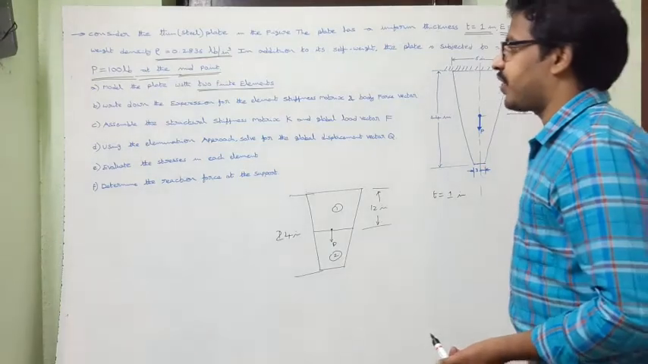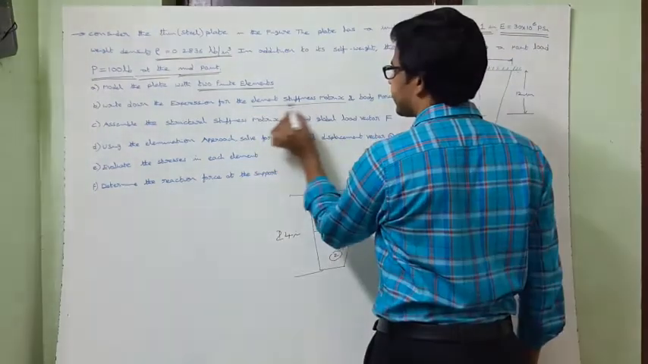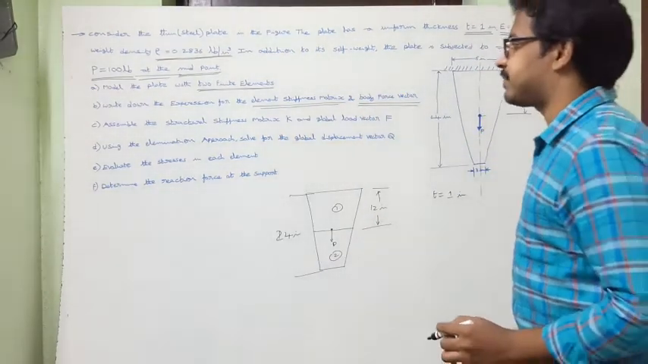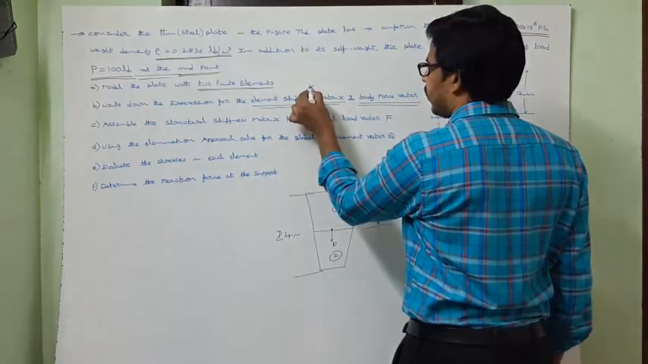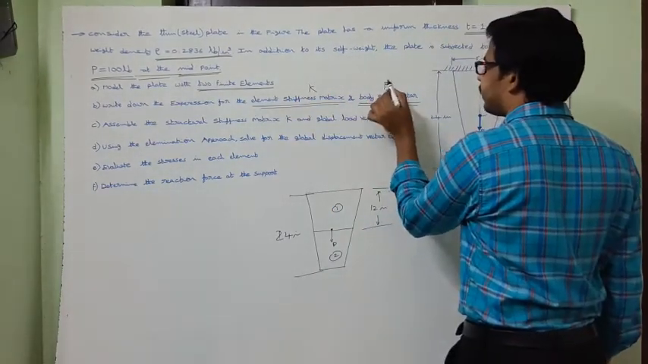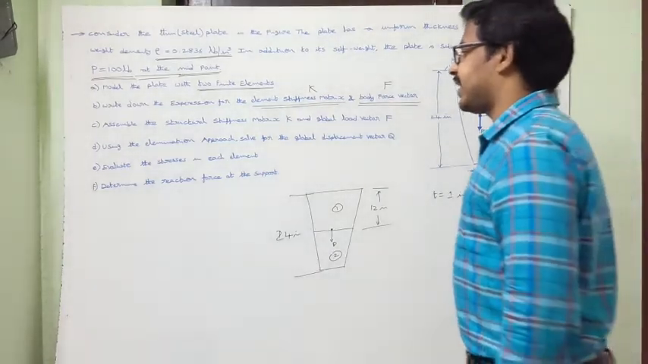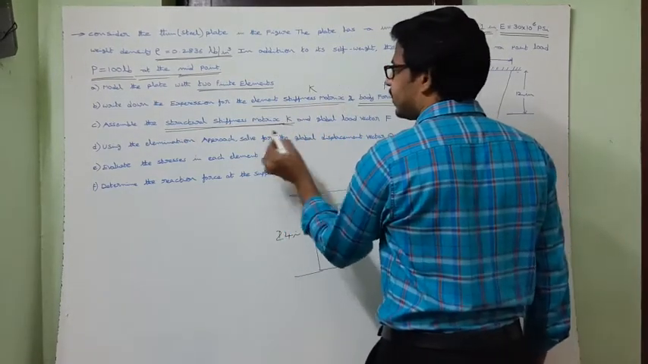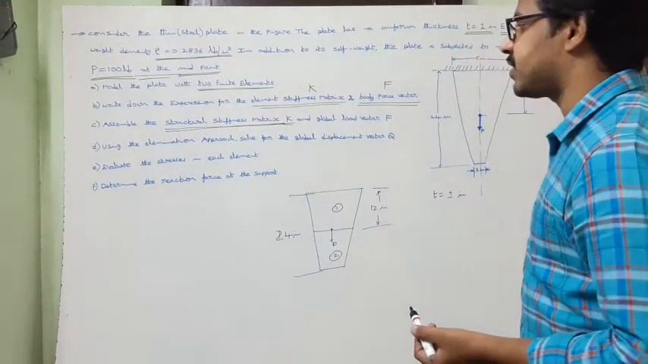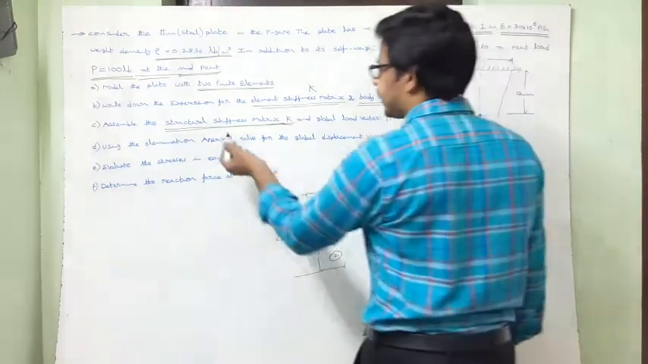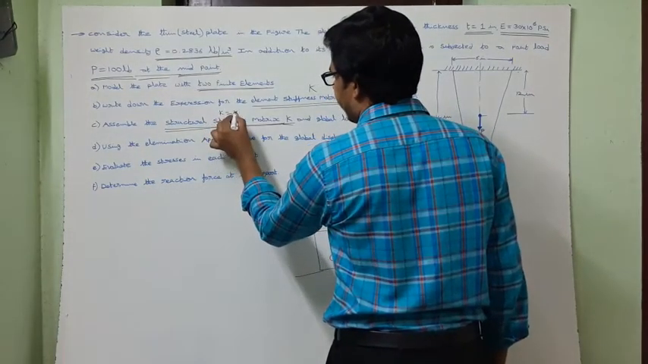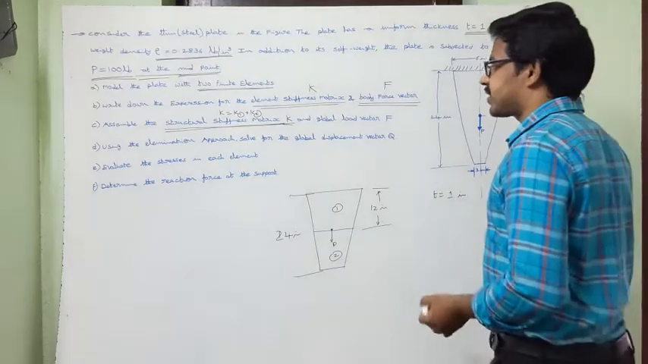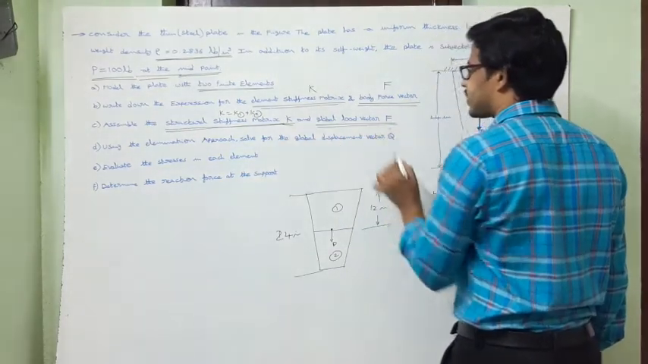Coming to the second question, write down the expressions for the element stiffness matrix K and body force vector F. Third, assemble the structural stiffness matrix K. The structural stiffness matrix, or global stiffness matrix, or assembly stiffness matrix, is the same: K is equal to K1 plus K2, and the global load vector F.